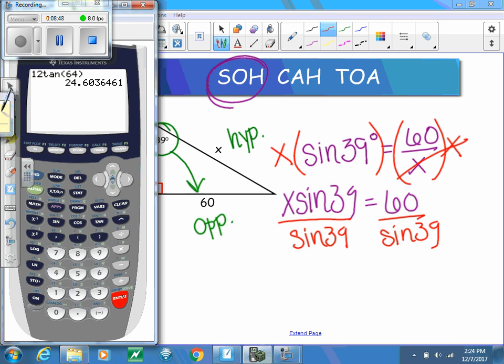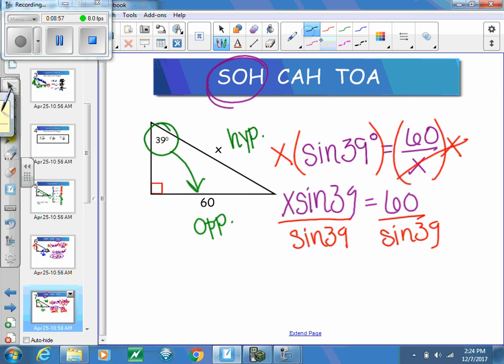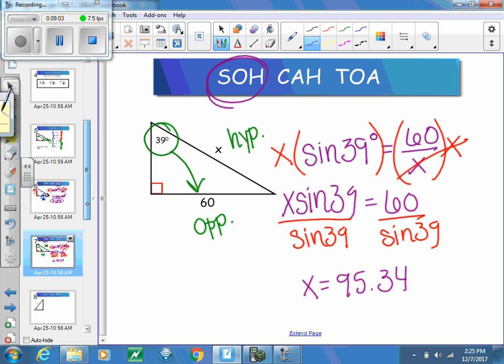So go to your calculator, you're going to take 60 and divide it by the sine of 39 degrees, and then you get 95.34. And that's how you solve for missing sides of right triangles.